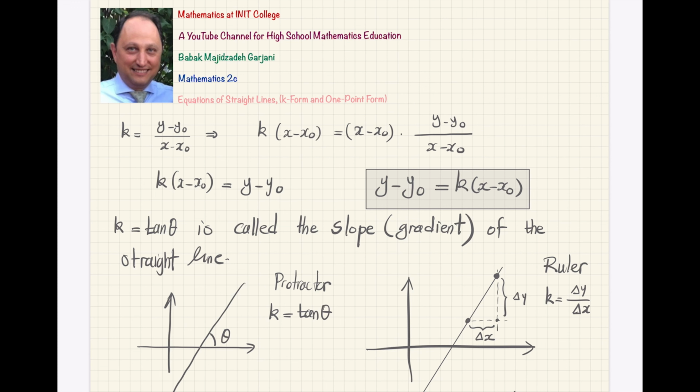If I decide to move to the right, delta x is positive, because delta x means the final value minus the initial value. So let us decide to go to the right hand side all the time. So it means that if delta y is negative, k is negative. If delta y is positive, k is positive.